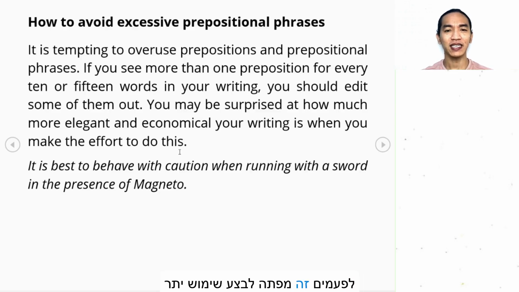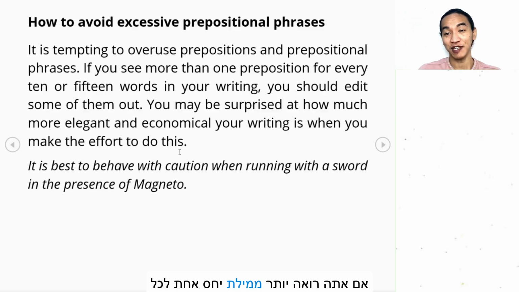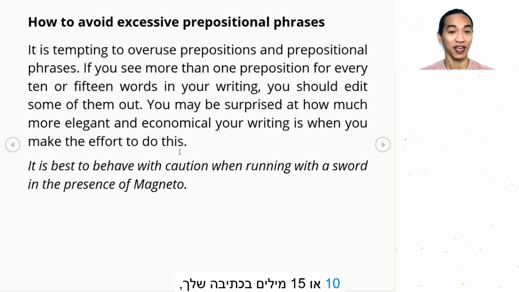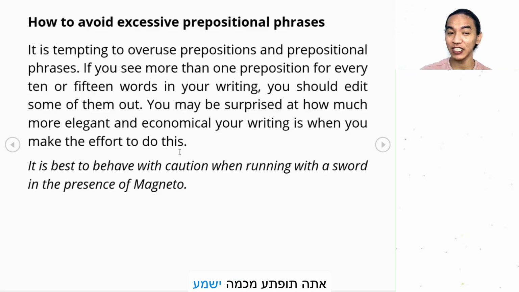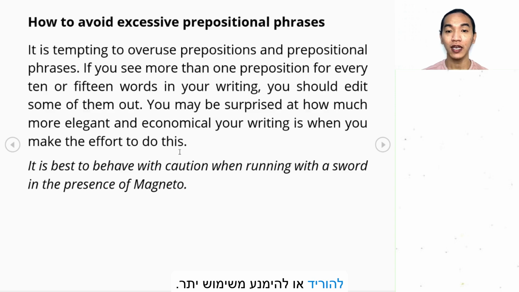So sometimes it is tempting to overuse prepositions and prepositional phrases. So if you see more than one preposition for every 10 or 15 words in your writing, or even in your speaking, you should edit some of them out. You may be surprised at how much more elegant and better sounding your sentences are if you try to edit or avoid overusing your prepositions.